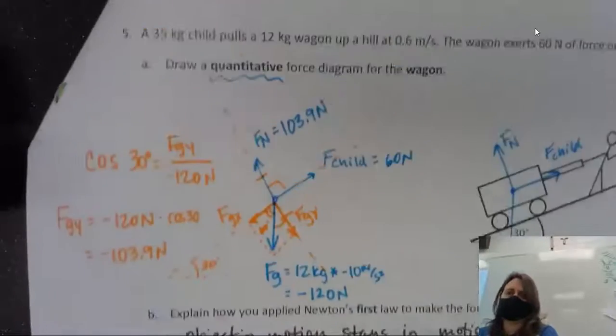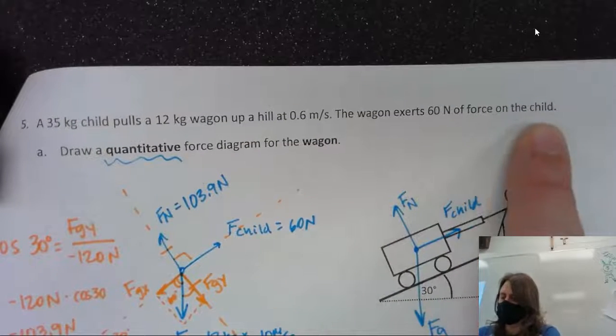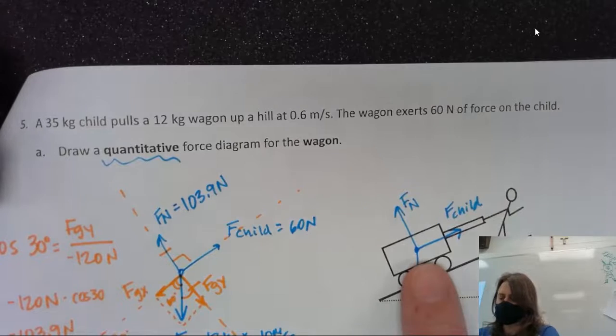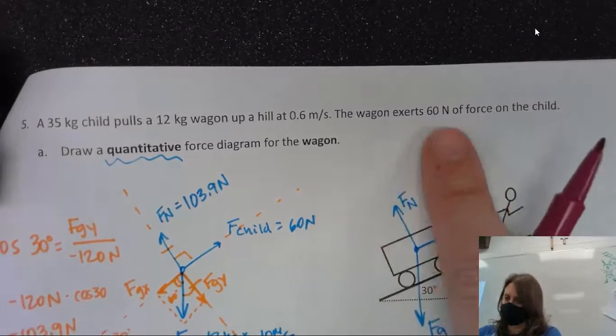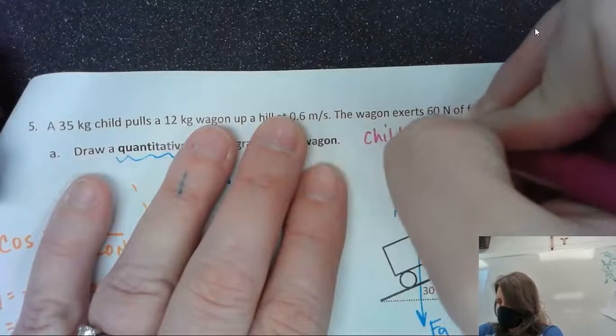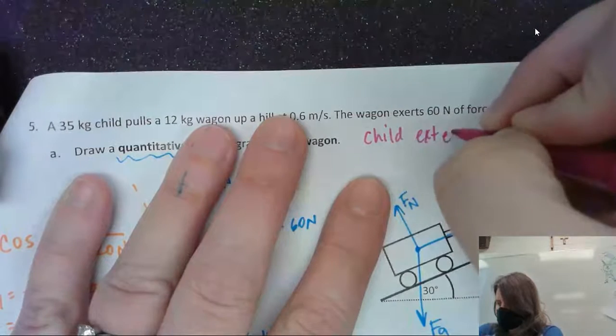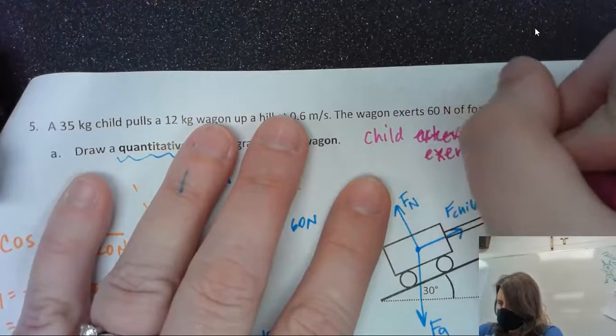Up here, we were told that the wagon exerts 60 newtons of force on the child. But when we were drawing our force diagram, we were drawing a force diagram for the wagon. And so we said, well, if the wagon exerts 60 newtons of force on the child, then the child exerts 60 newtons of force on the wagon. I just spelled exerts wrong. Exerts.